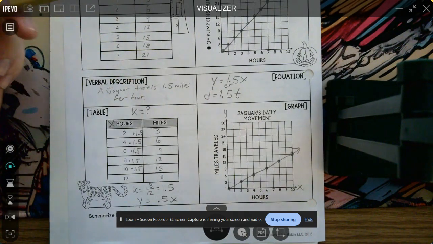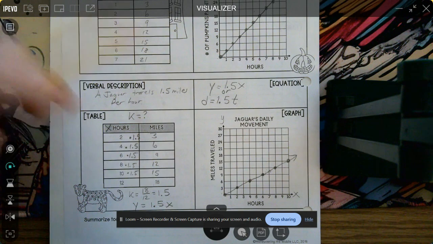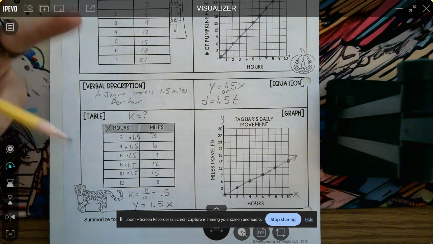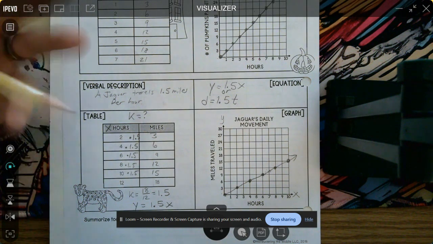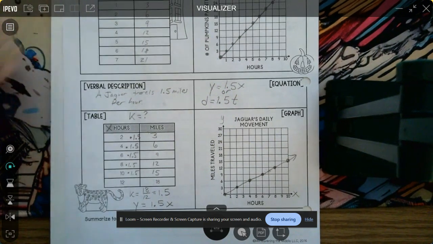All right, guys, so that's all 6.4 has to offer. So remember, verbal description, equation, table, and graph should all be similar, and you can use them to solve for one another. Go complete your must-do and ace that mastery check.